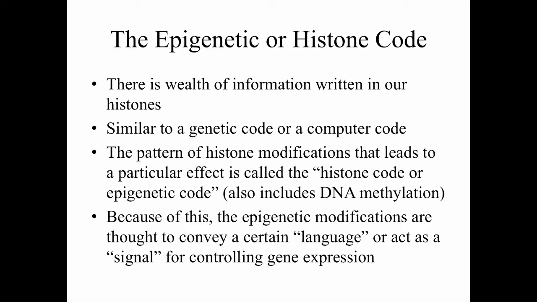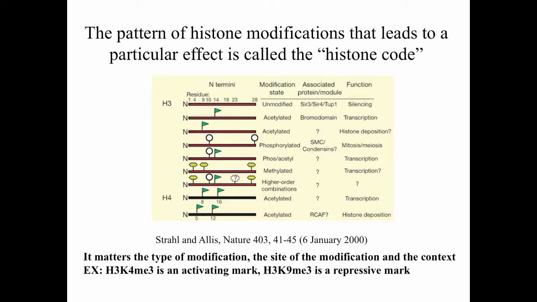And so it's thought that you have these modifications, the sort of coded information on the histones, which then is going to act as kind of a language or a signal for controlling gene expression. So again, you have a pattern of histone modifications that lead to a particular effect. We call it the histone code.